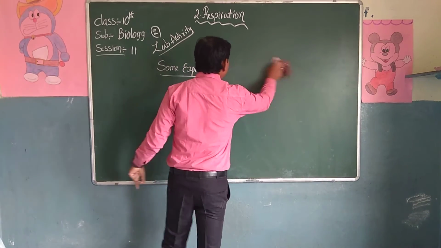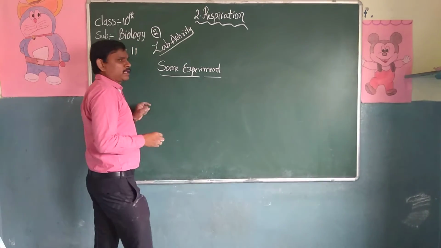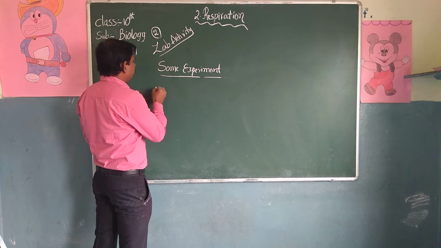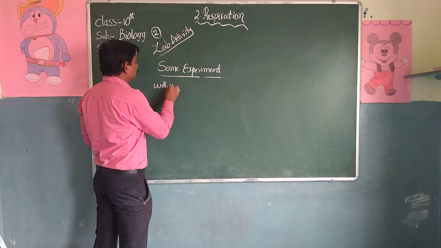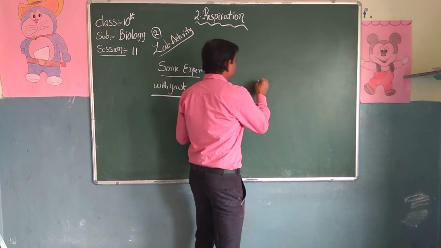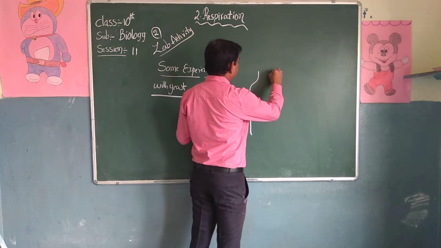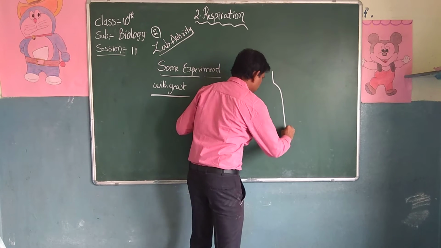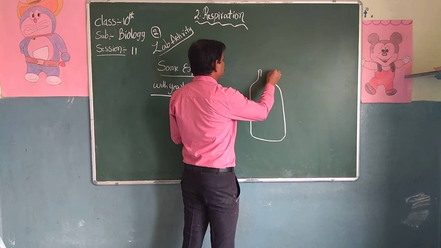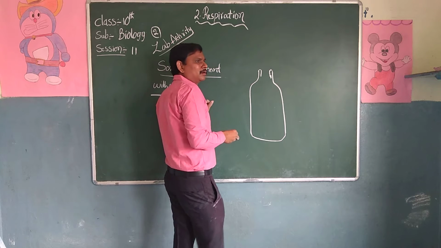So in the lab activity, this diagram is the most important. We have to compulsorily write this diagram. Experiment with the yeast. Come, take one jar. You have to take one jar. It should be made of glass.